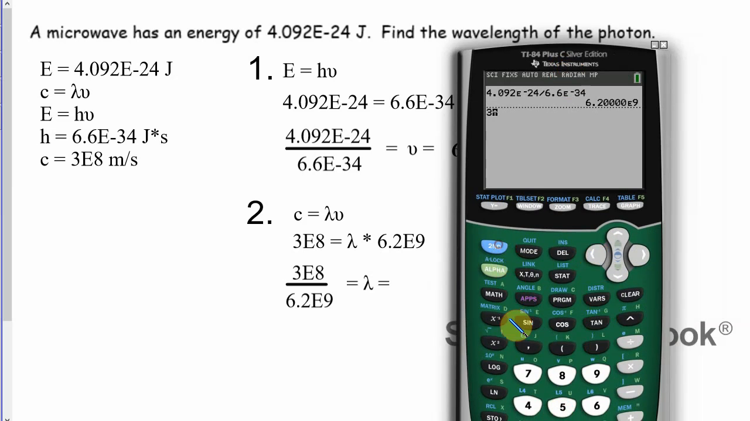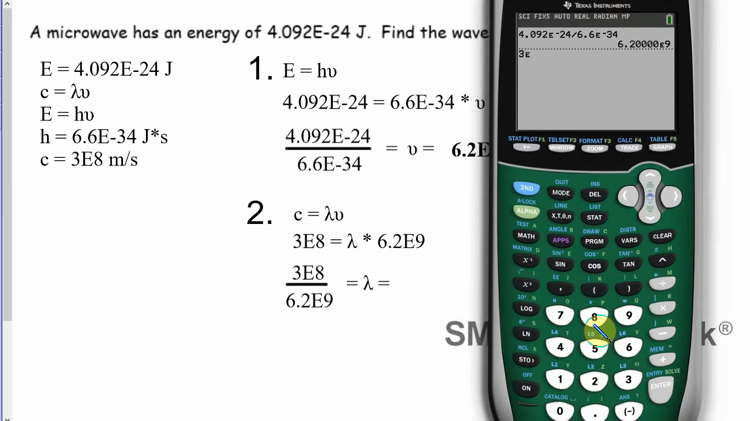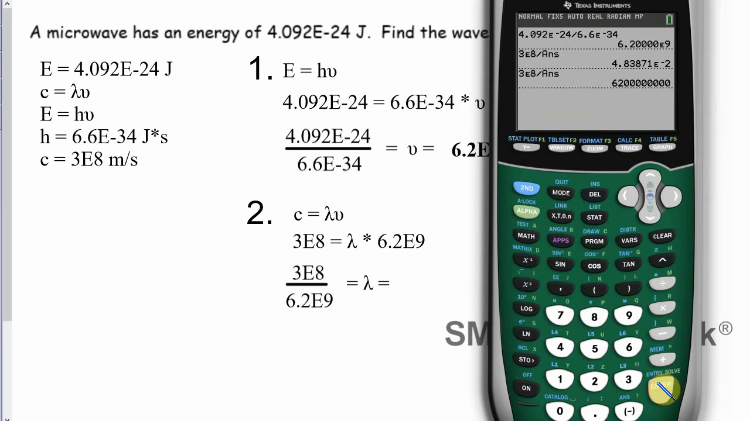So all I have to do is 3 EE 8 divided by my previous answer. I just realized the calculator's on here, so we'll move it up a little bit. And I get 4.8 times 10 to the minus second. My mode right now is in scientific mode, so if I take it out of scientific mode, you wouldn't get that answer on your calculator. You would get the decimal equivalent of that.